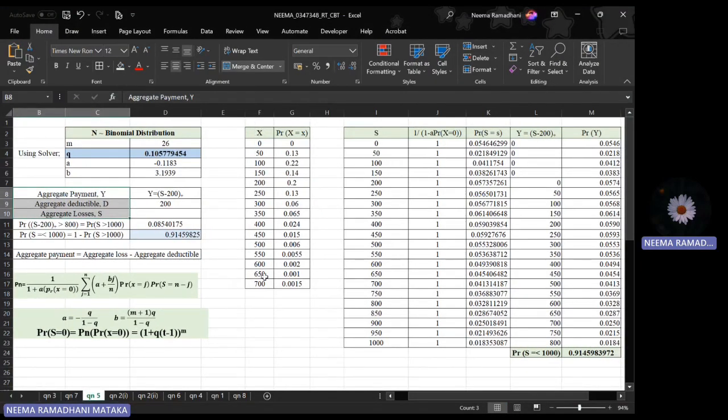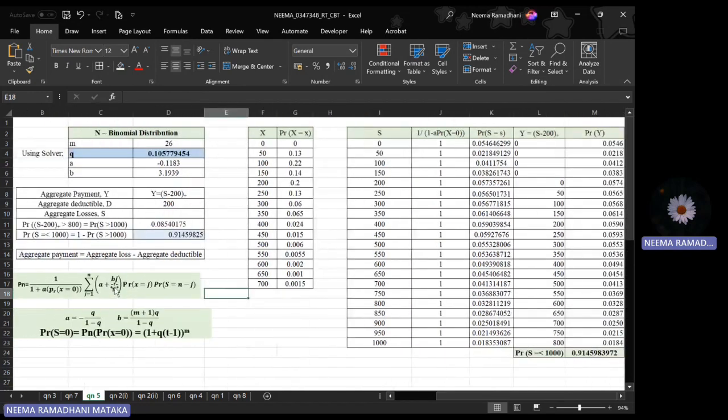So these are the values of X, and these are the values of the probabilities of X. And since we were only given m, and we're supposed to find q, and we aren't given a and b since a and b depend on the value of q, what I started with is I pasted this table.